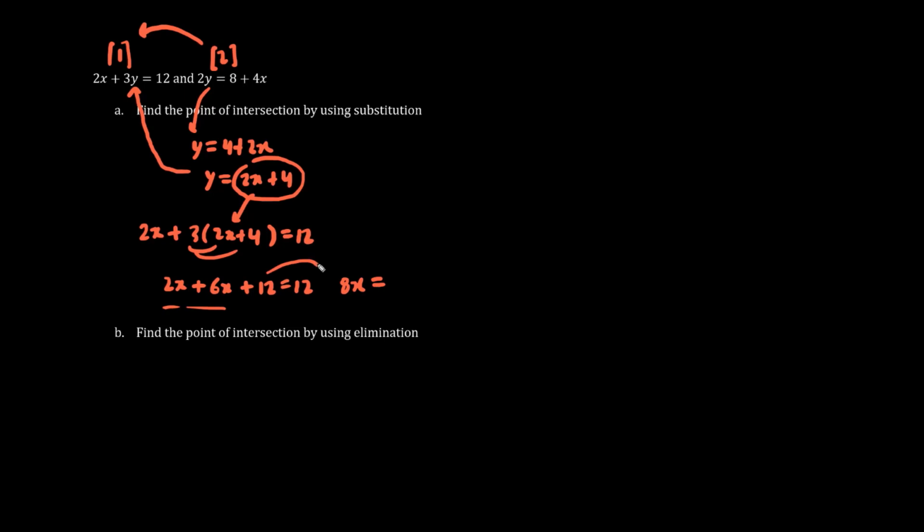And when we throw 12 over, we have 12 minus 12, which is 0. Dividing both sides by 8, we get 0 divided by 8, which is 0. x equals 0. Now that we know that x equals 0, we can plug it into any equation above. We have y equals 2 times x plus 4. So y equals 4. The coordinates of the point of intersection is (0, 4).